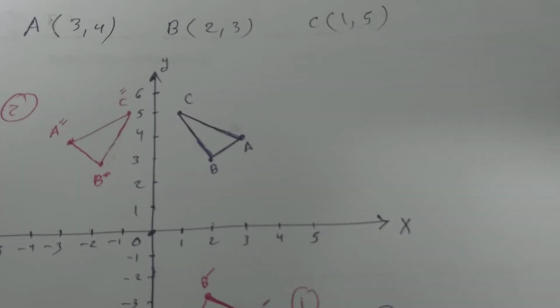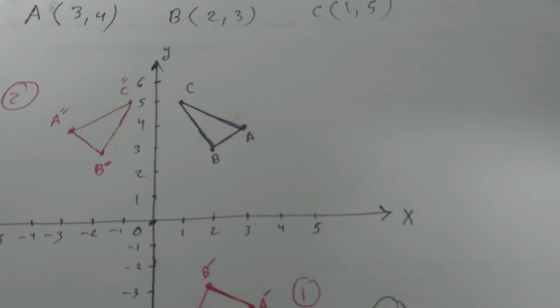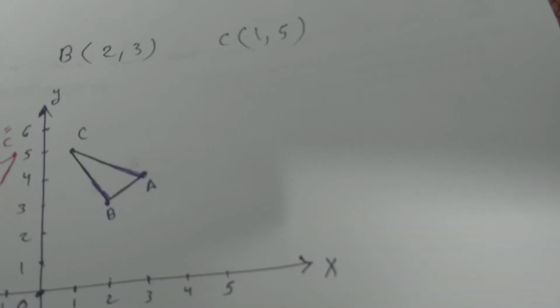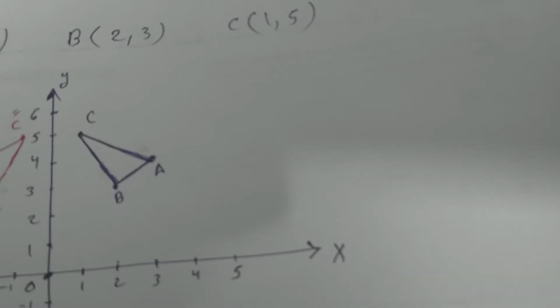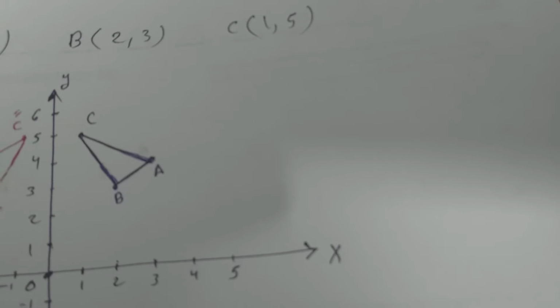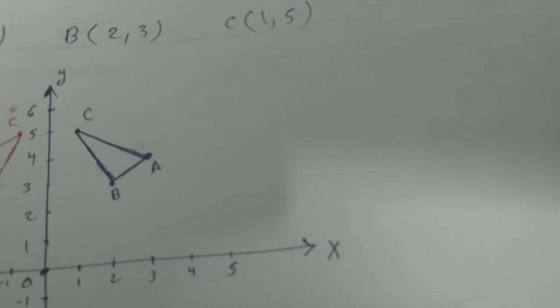Please, I need you to ignore the other colors in the figure. I'm not talking about them now. I'm just talking about the 3 points A, B, and C, with A(3, 4), B(2, 3), and C(1, 5).